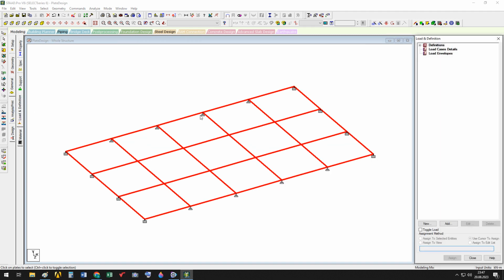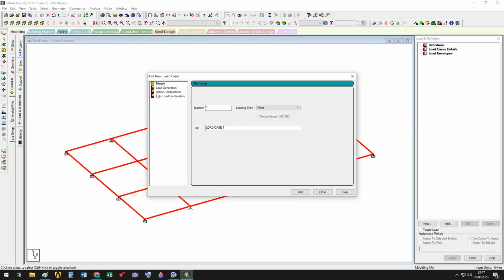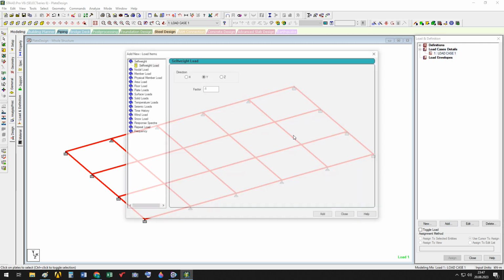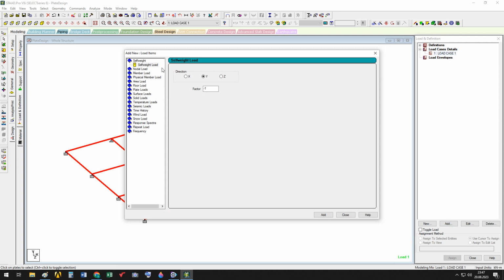Now load and definitions. We must define a load. Let's add a load. Primary load. Loading type no. Title load case 1. That's okay. I will do just one load. No combination, no second load. And add some loads to this primary load. Okay, let's add the self-weight.